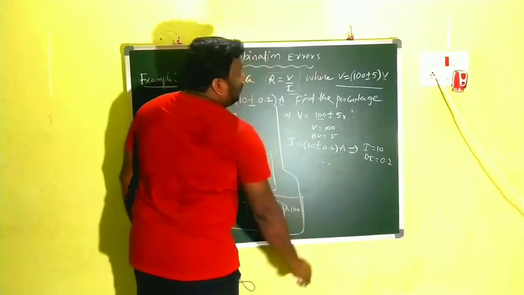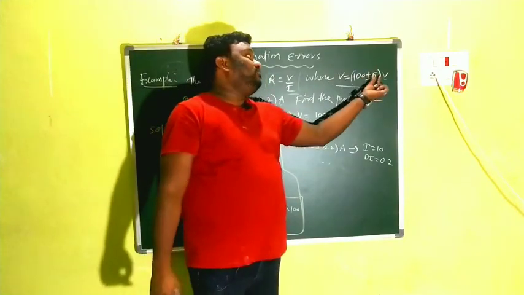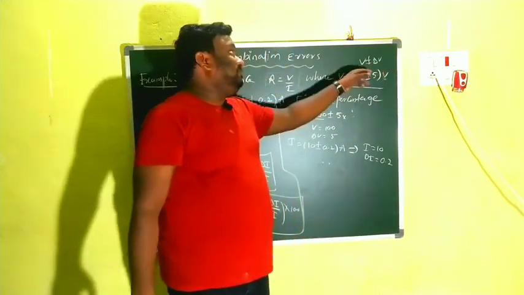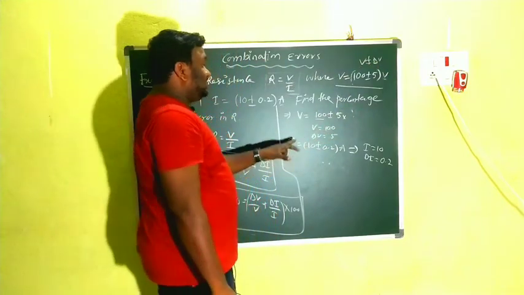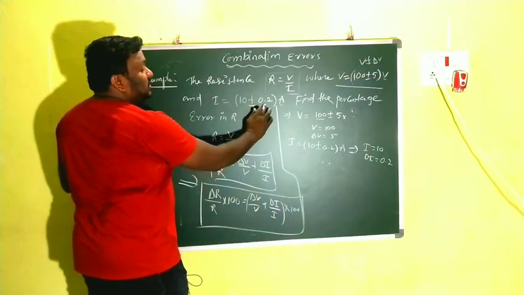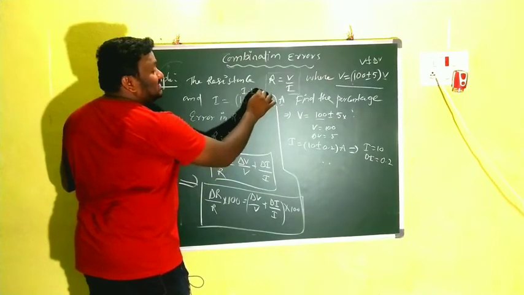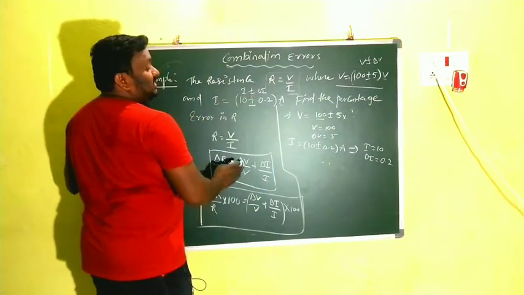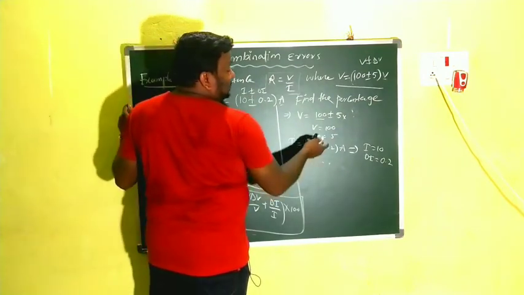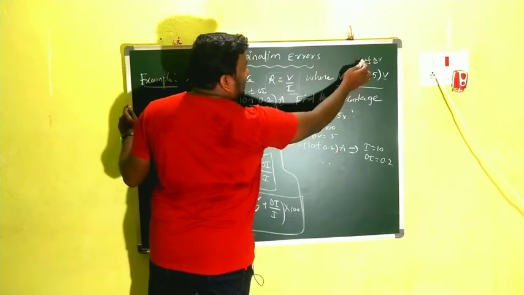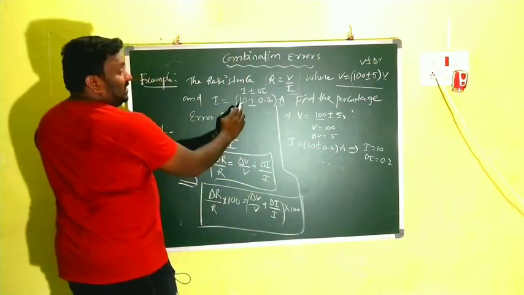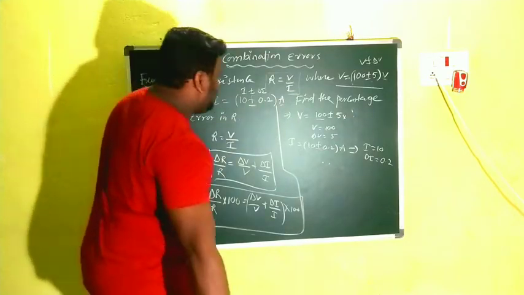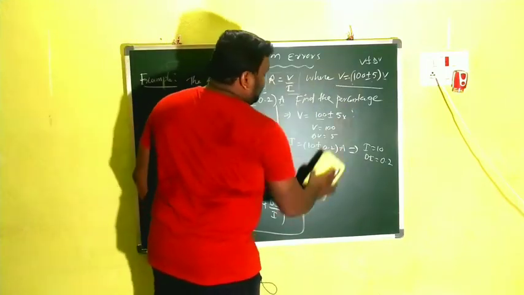Like that, in the problem we already have 100 plus or minus 5, that means V plus or minus delta V. And this is also 10 plus or minus 0.2, that means I plus or minus delta I. Compare V plus or minus delta V and I plus or minus delta I, then you can compare easily. V is 100, delta V is 5, and similarly I is 10, delta I is 0.2. Then we can easily solve this one.